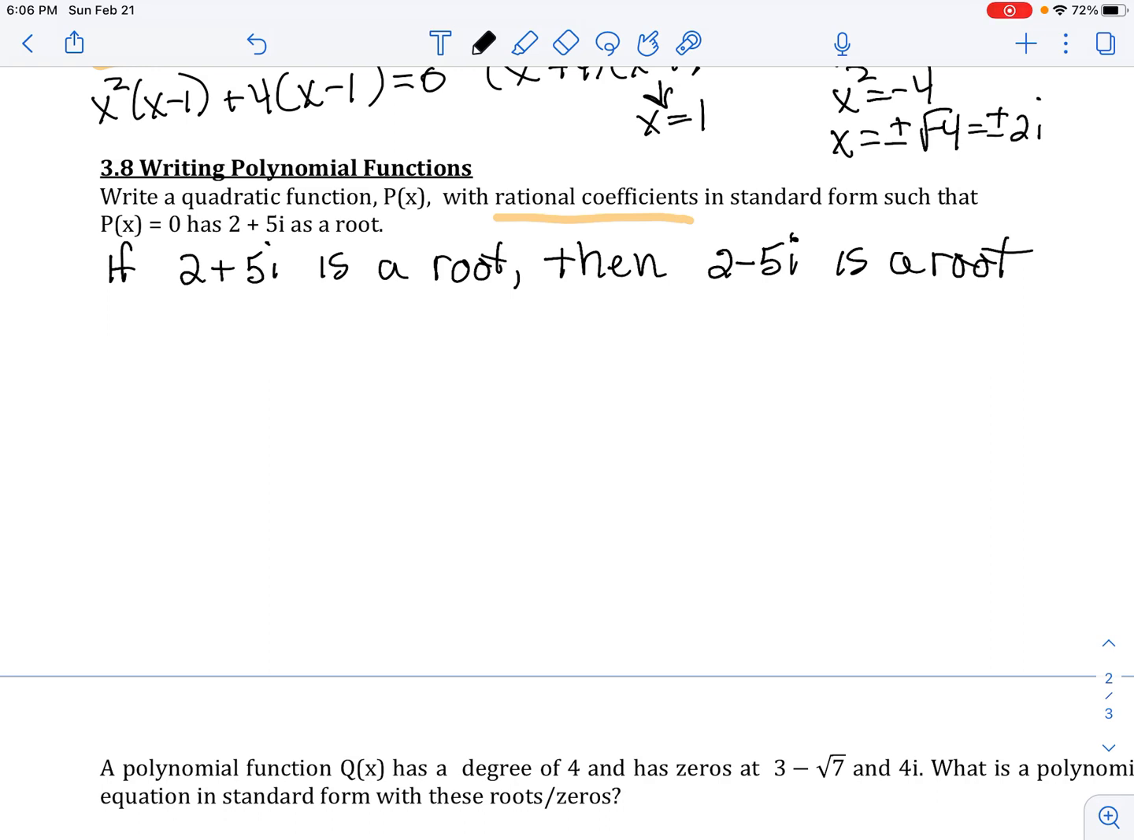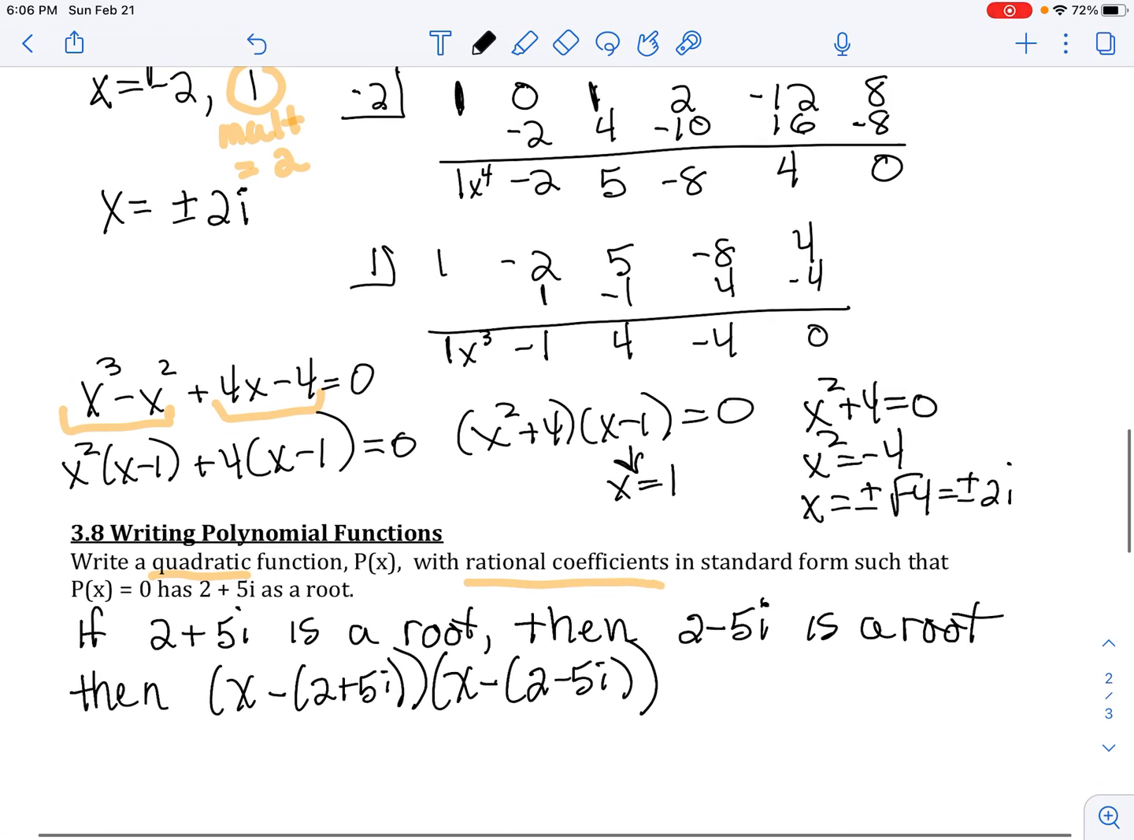And we used the conjugate last semester when we were dividing with complex numbers. So 2 plus 5i and 2 minus 5i will be the zeros of this quadratic. Remember, quadratic, degree of 2. So if 2 plus 5i is a root, then x minus (2 plus 5i) is a factor. And x minus (2 minus 5i) is a factor. So if you know the zeros, you can write the factors.